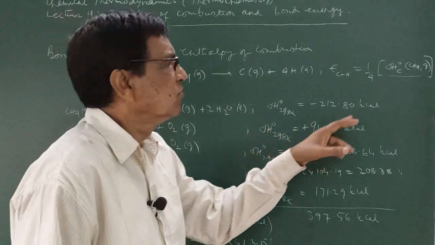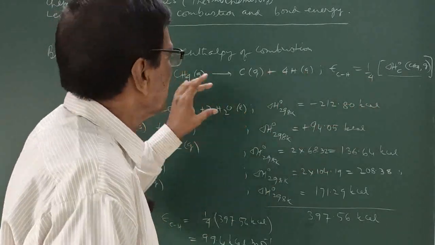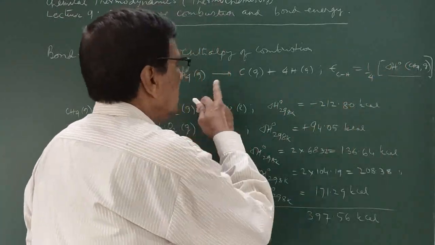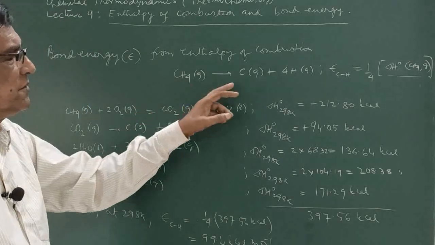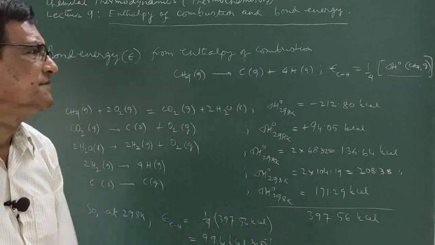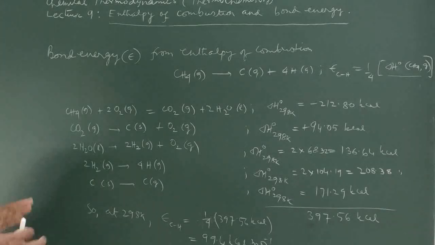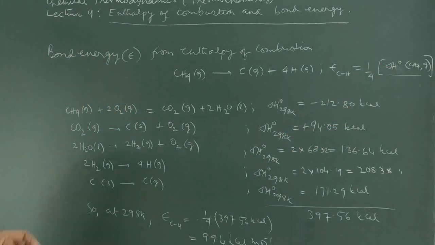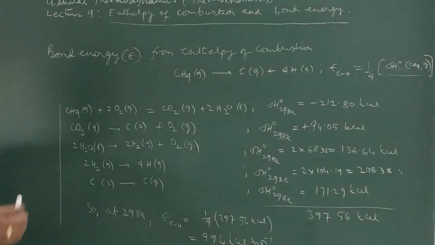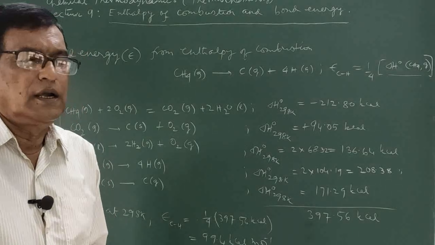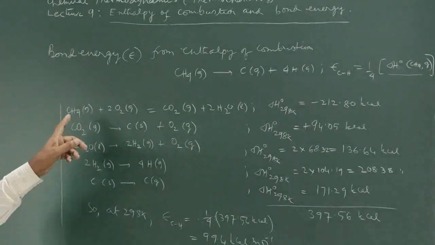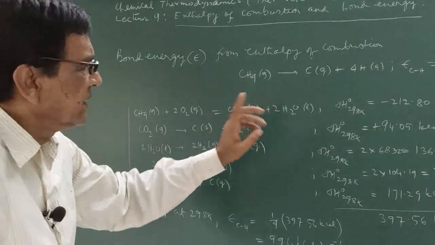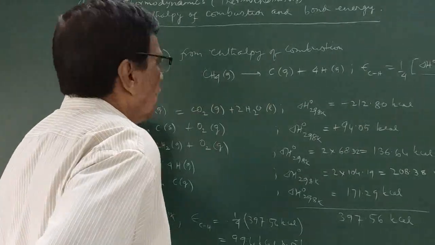Means the CH bond energy equals 1/4 of the standard enthalpy change of this reaction. So what can we do to get this value? Actually, these are the steps we have to take up. One is the methane gas undergoing combustion to give carbon dioxide and water, and this is the heat of combustion of methane.